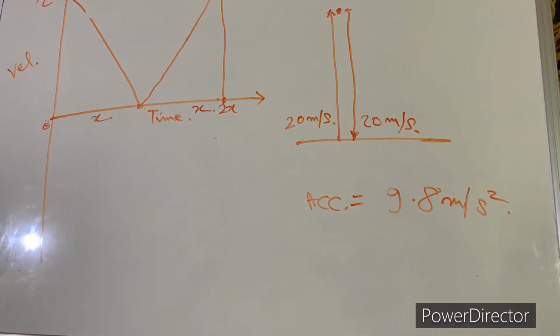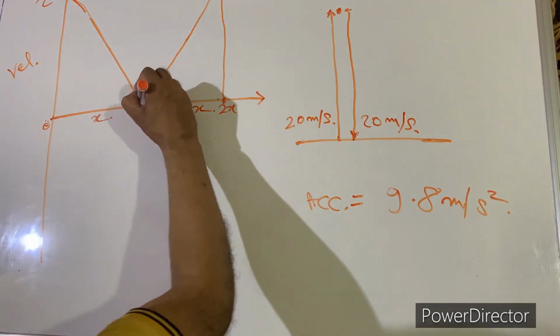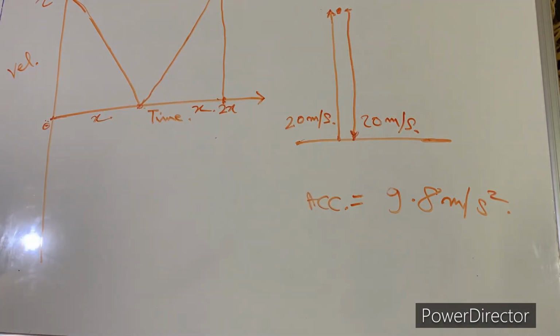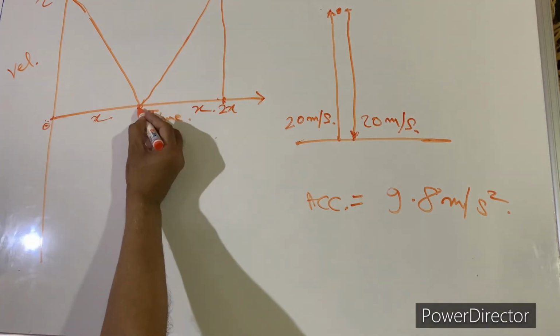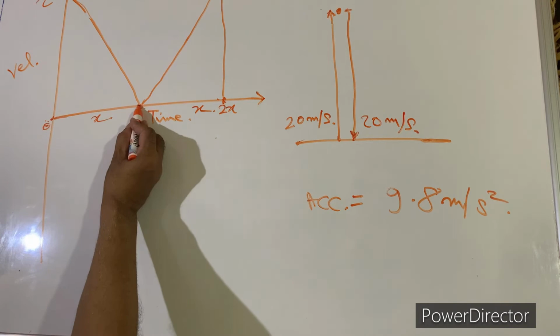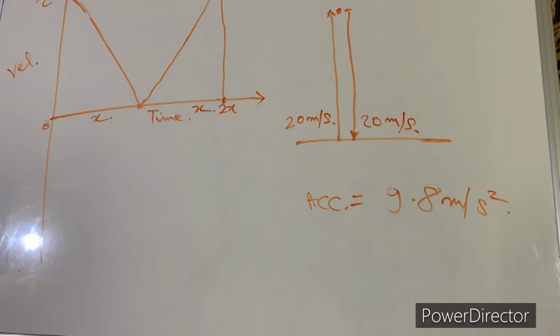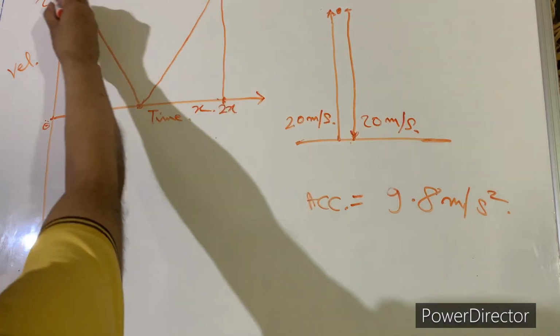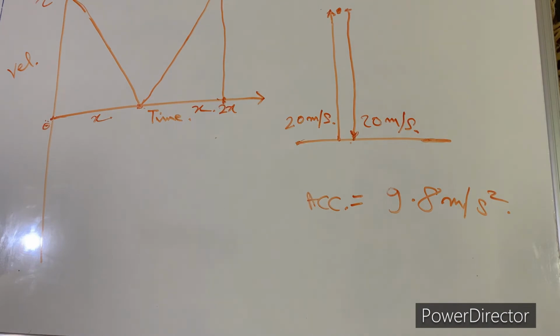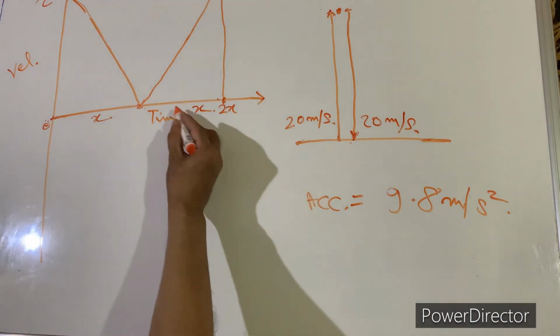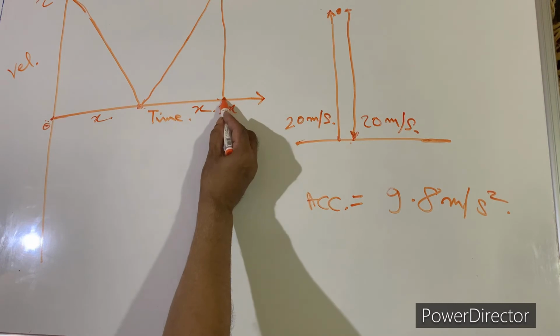Is this clear? This V-shaped velocity time graph shows you the velocity time graph of a stone that was thrown upwards with a certain velocity, 20 meters per second in this case. It went up, the velocity became 0 after time x, and then the velocity of the body started increasing, and when it hits the ground, the velocity became 20 meters per second after a time interval of x seconds again.